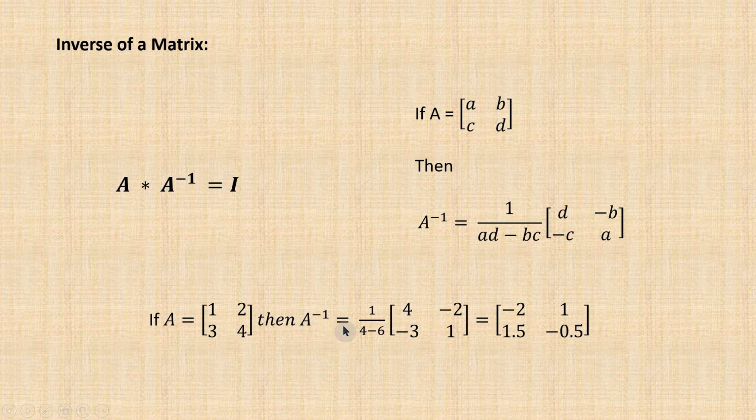Then A inverse can be computed as 1 by the determinant of that A, which will be 1 into 4 minus 2 into 3. Then we can get 4 minus 6 in the denominator. And the matrix now will be 4, minus 2, minus 3 and 1. Then finally we will get minus 2, 1, 1.5, minus 0.5 as the inverse of that matrix.